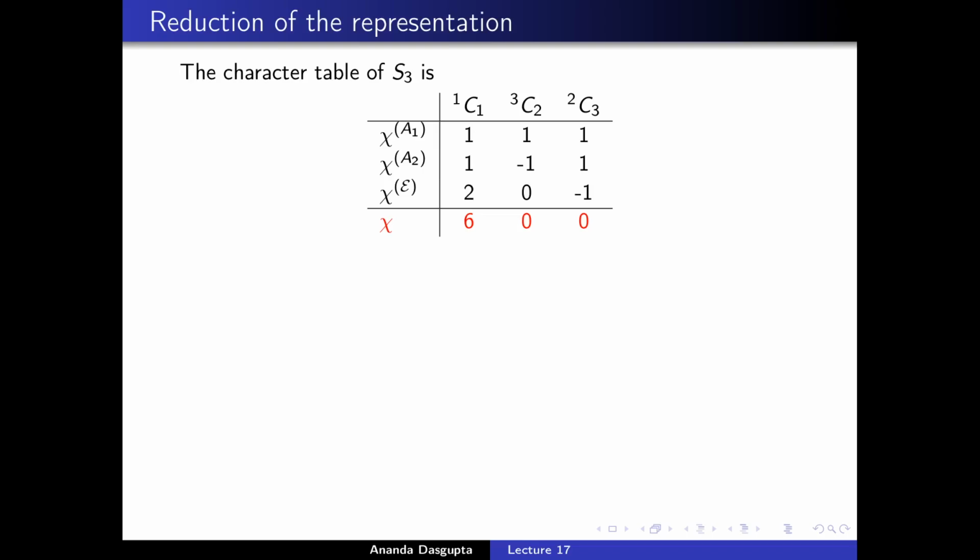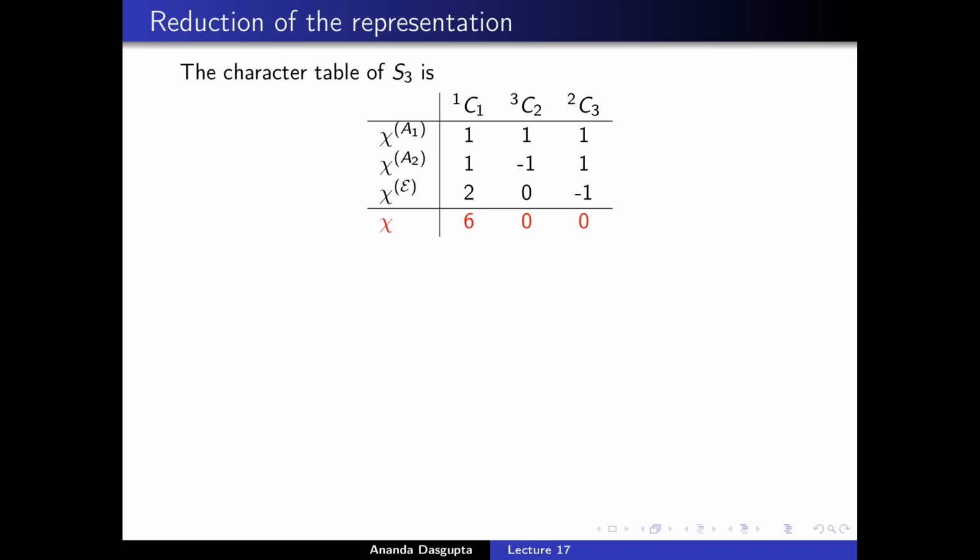You can find a similarity transformation which will transform our 6x6 matrices to the 6x6 matrices that we found for the regular representation. But more importantly, since the reduction or the number of times a given irrep occurs in a particular representation depends only on the characters, this should have exactly the same reduction as a regular representation.